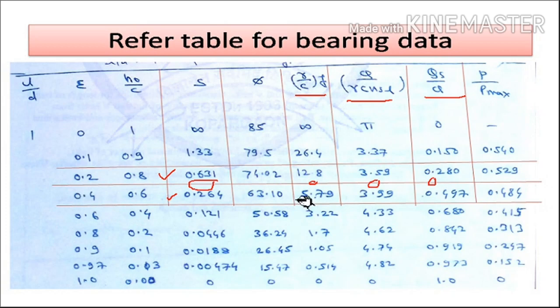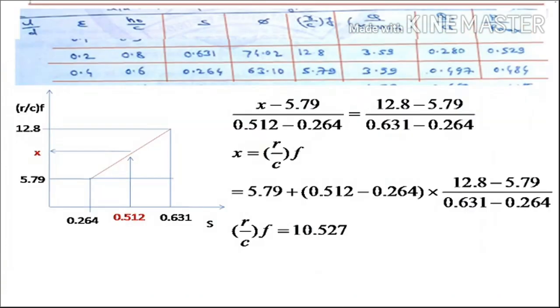Okay, so we will be considering only these two rows to find out the values of the parameters by interpolation. Let us see how we can calculate the value of the coefficient of friction variable, that is R by C into F. For that I will just write down the value of Sommerfeld number and the corresponding value of R by C into F. Sommerfeld number value is 0.264, I am putting it over here, and the corresponding value of R by C into F is 5.79. So I will get this particular point. Similarly, the Sommerfeld number is 0.631 here, and the corresponding value of R by C into F is 12.8, which you can see here, this one and this one.